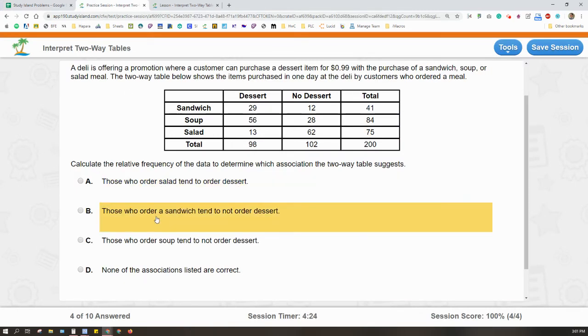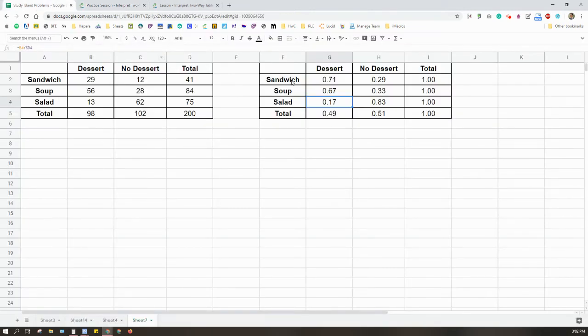False. B, those who order a sandwich tend to not order dessert. Okay, so let's look for the sandwich people and see if they tend to not order dessert. Go to our sandwich row.